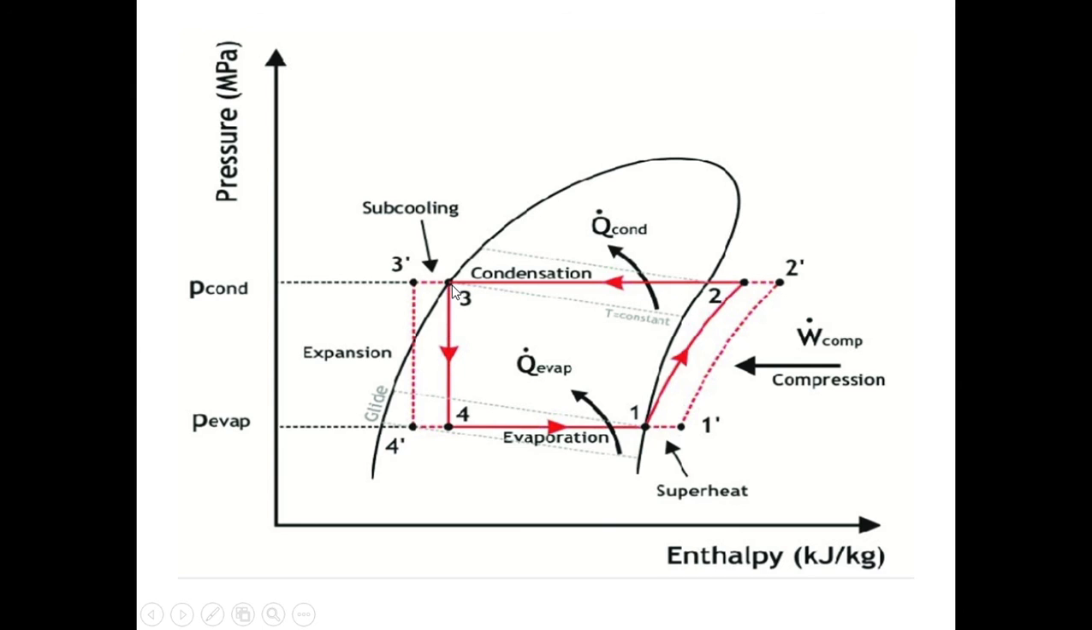After the condenser, if saturated refrigerant is entering into the expansion valve, it will follow a curve 3 4. Whereas if after the condenser there is a subcooling of say 5 degrees, the refrigerant will be in the subcooled region after condensation. So it will follow a curve 3 dash 4 dash, then you have evaporation 4 1 or 4 dash 1 dash accordingly.